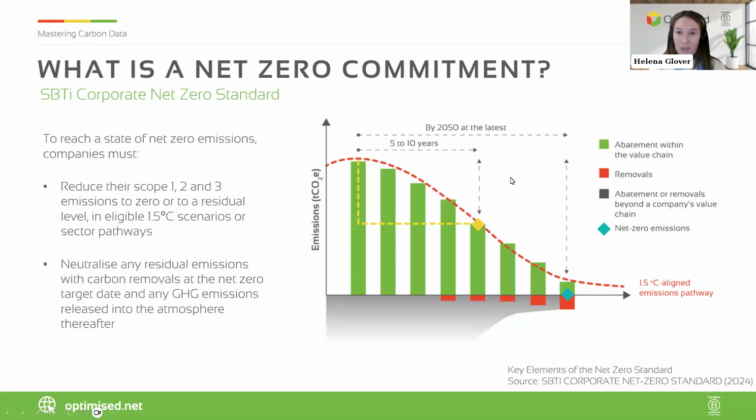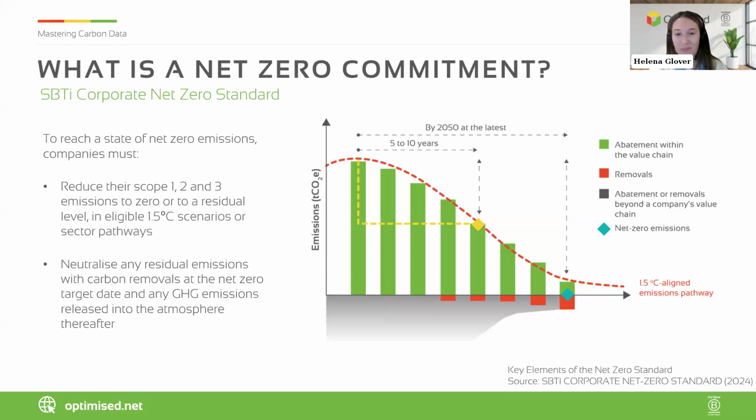So once you've got a hold on your scope 1, 2, and 3 emissions, you need to start thinking about how you're going to get to net zero. There's a lot of confusion in the industry around what net zero actually means, but if you take the definition from the Science Based Targets Initiative, from their corporate net zero standard, this is widely considered to be the industry best practice definition of net zero. And what it states is that a company needs to reduce their scope 1, 2, and 3 emissions to 0 or to a residual level in eligible 1.5 degree scenarios or sector pathways.